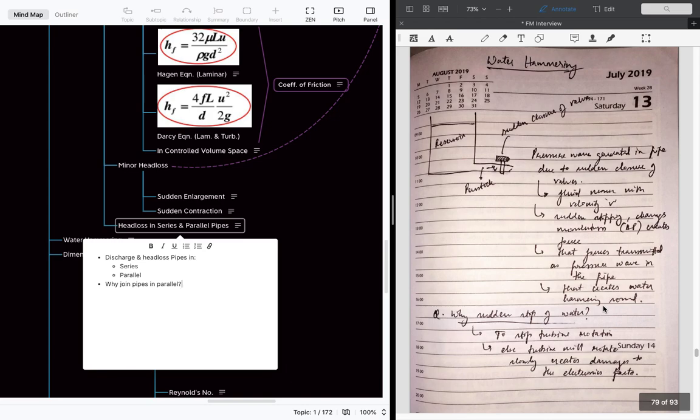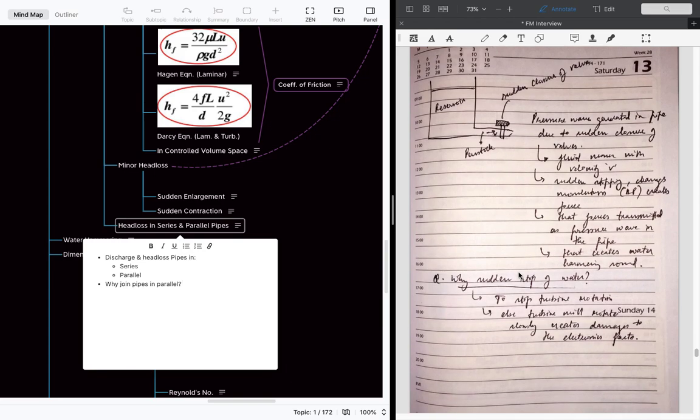So what is water hammering? Water hammering is a situation that happens in reservoirs or dams. The pressure wave generated in the pipe is due to the sudden closure of the valve here. What happens is that when we suddenly stop the valve, the fluid is moving at a certain velocity, and due to the sudden stoppage, there is a change in momentum of the flow of the fluid, which creates an opposite force, and that force is transmitted as a pressure wave in the pipe. That pressure wave creates a hammering sound.